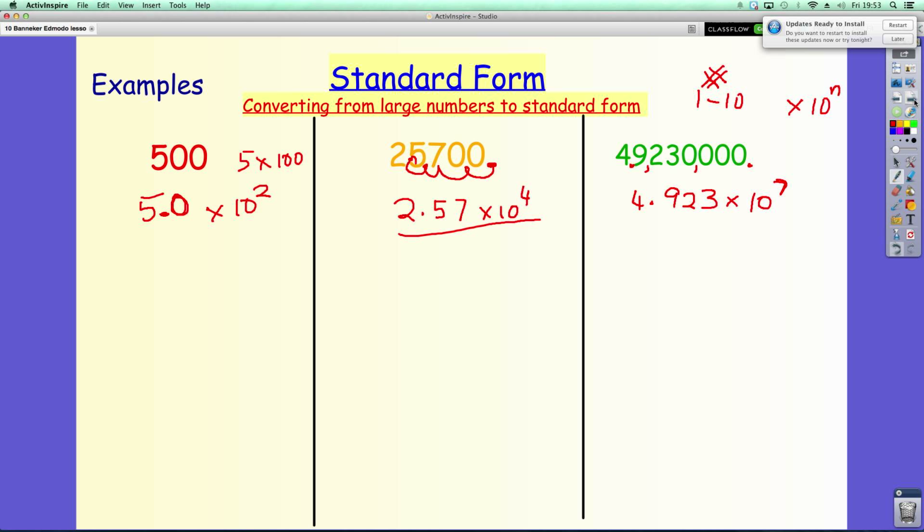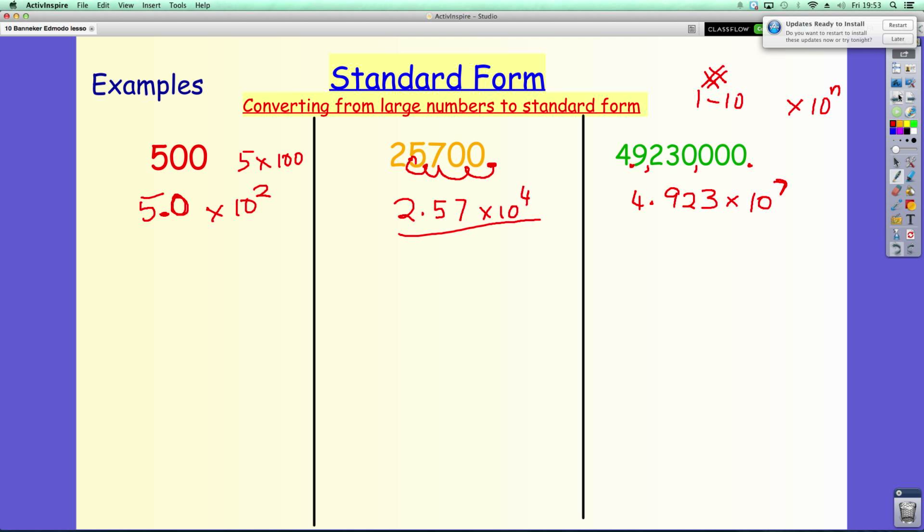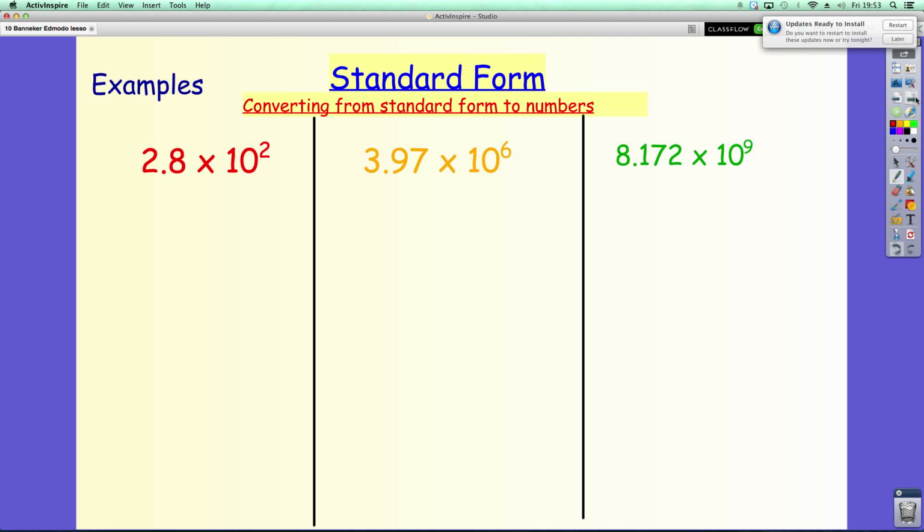Okay, let's just have a look at going the other way. So 2.8 times 10 squared. This, I think, is just a little bit simpler than this way, but that's only because we've just seen how to do going forward. 2.8 times 10 squared. 2.8, and that's the same as multiplying by 100.